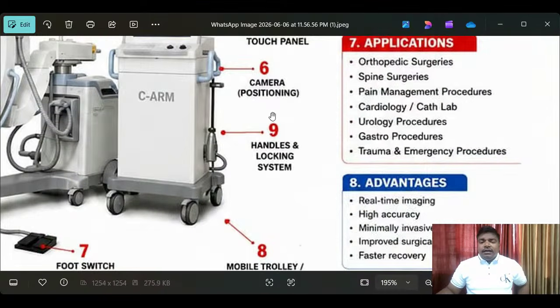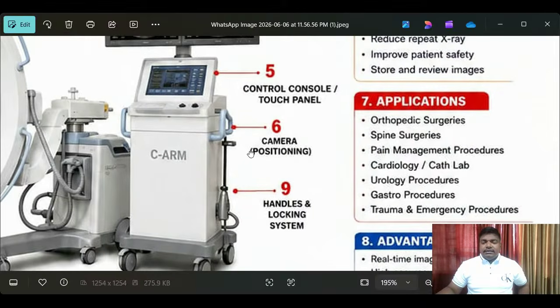Now see here, ninth point. You see here, handles and locking system. Handles and locking system is a very, very important thing, to control the machine, to operate the machine, and to control the C position also. All these things are very important for locking purposes. Every component is very important, every part is very important, and here slowly and very clearly I'm going to explain and show you.